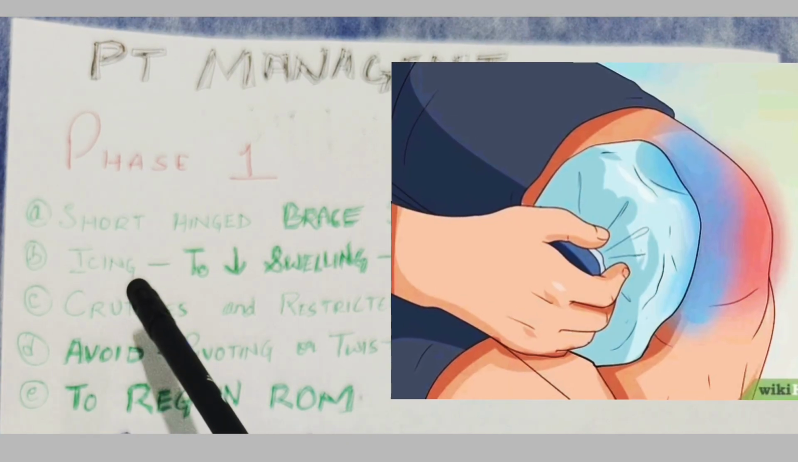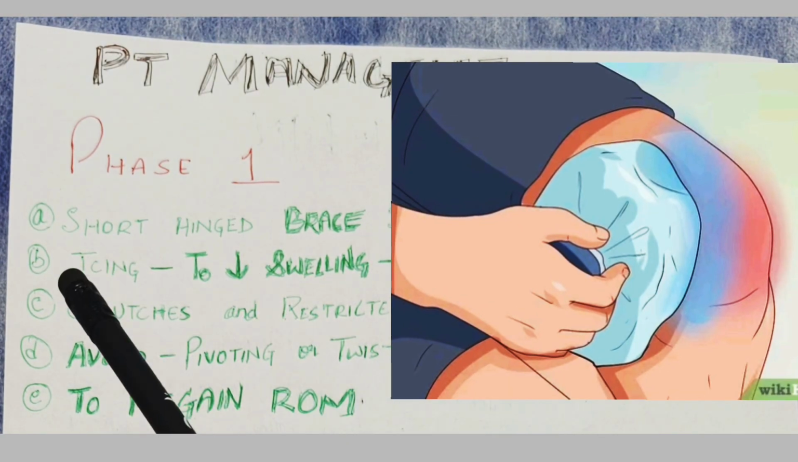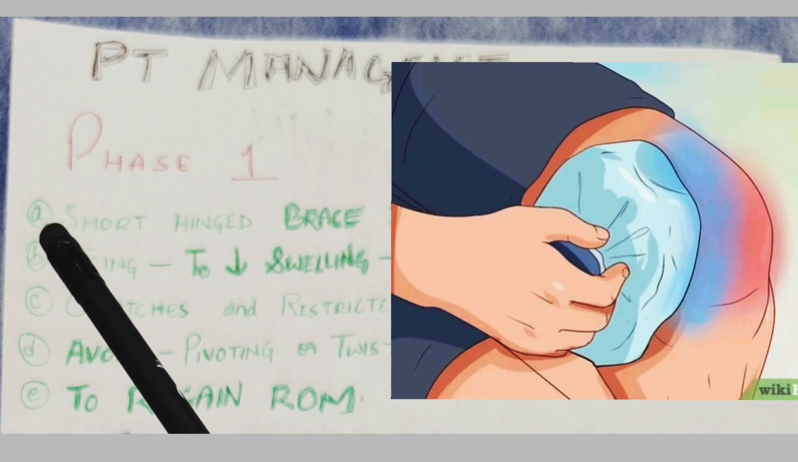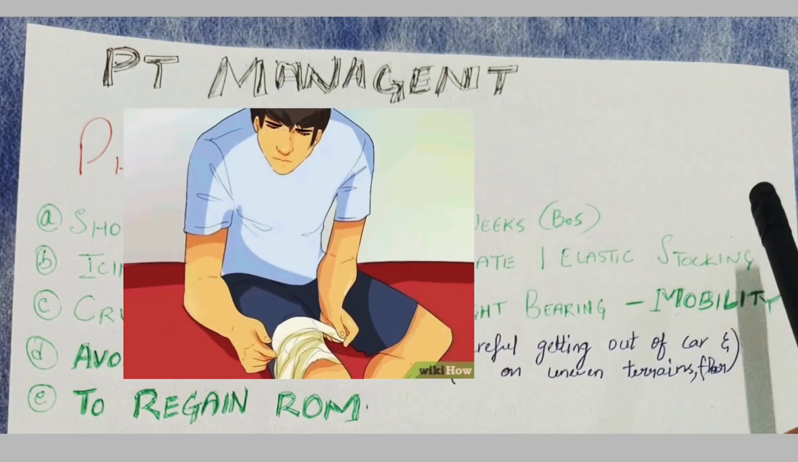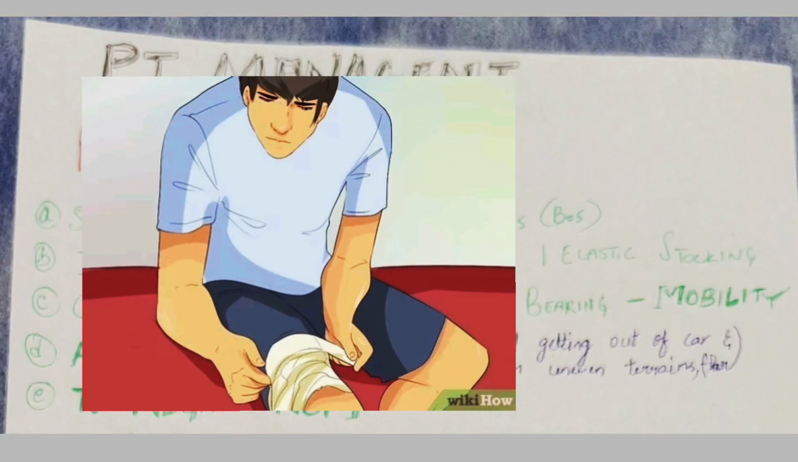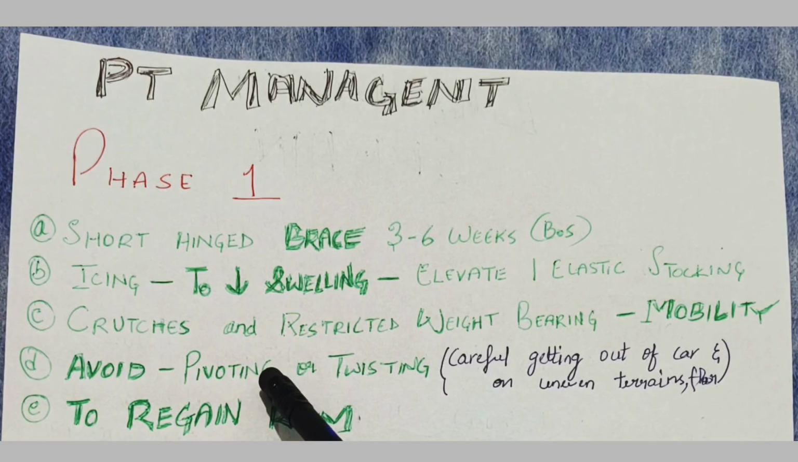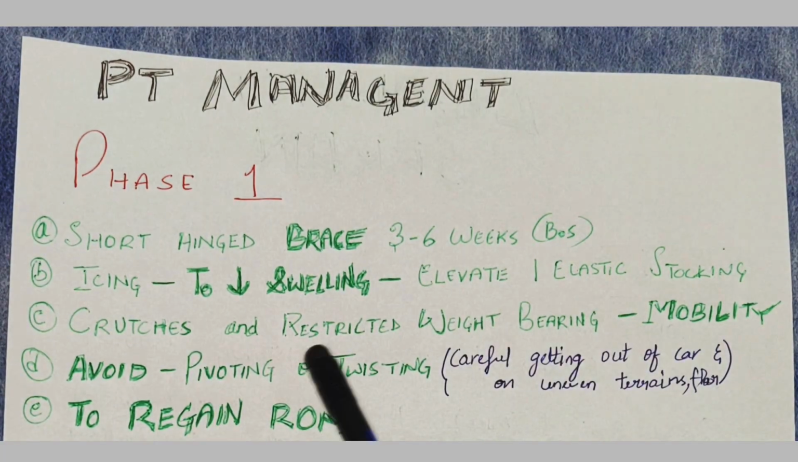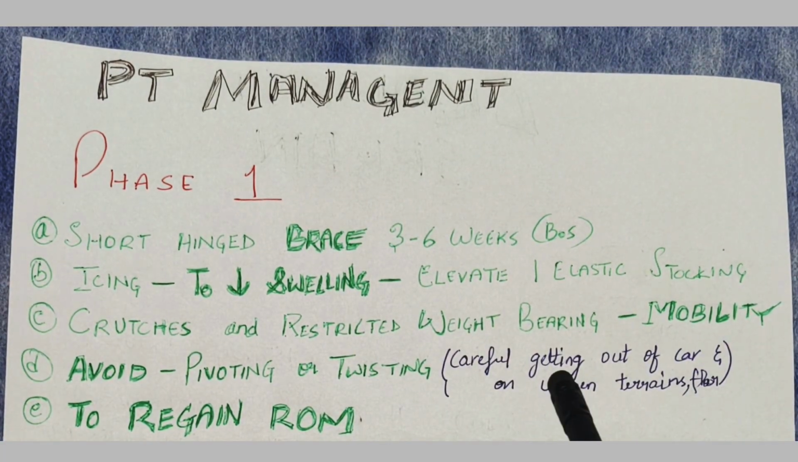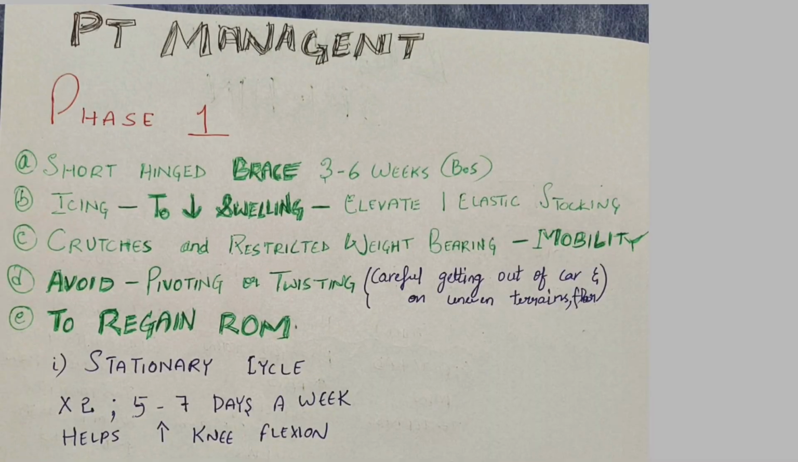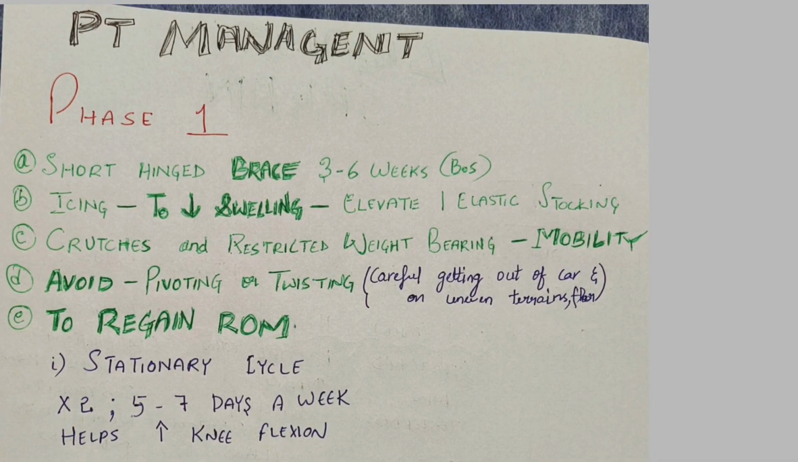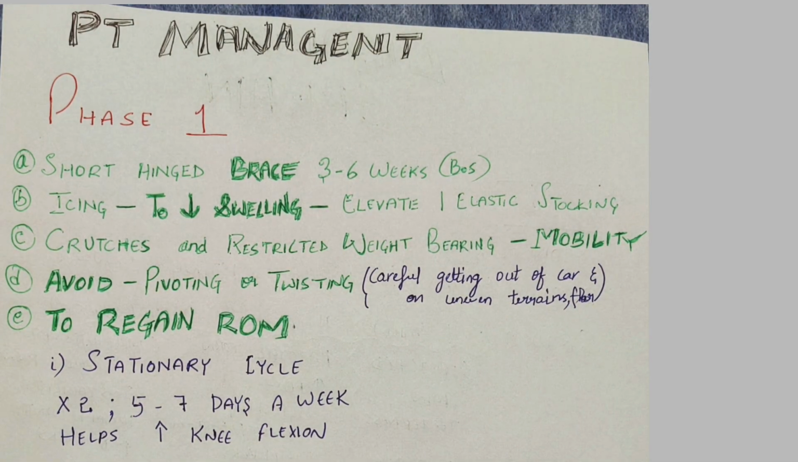Icing is very essential to reduce the swelling. We can ice for about 20 minutes 3 times a day, and we can elevate our legs. We can use elastic stockings if there is severe swelling, and we need to be very careful to avoid pivoting or twisting movements, especially when getting out of a car or walking on uneven terrain or a slippery floor. As soon as the swelling and pain subside, which could take about 2 to 3 weeks, we start off with regaining the range of motion of the knee.